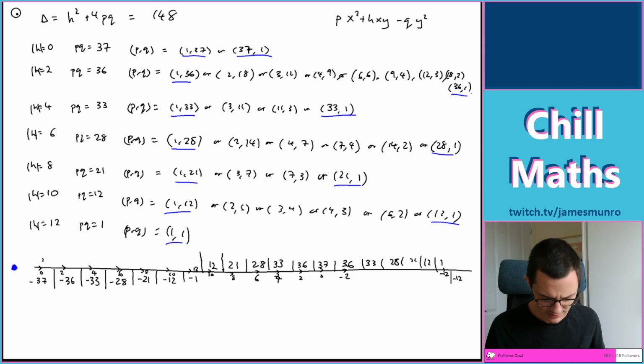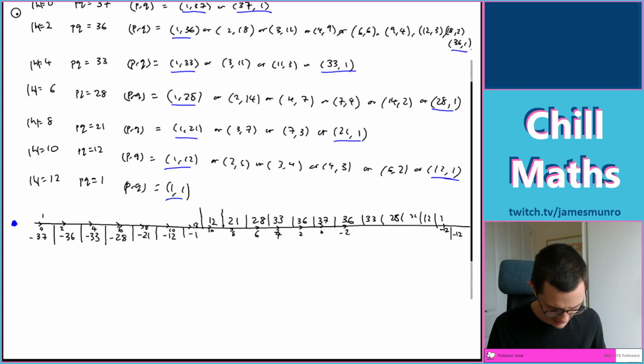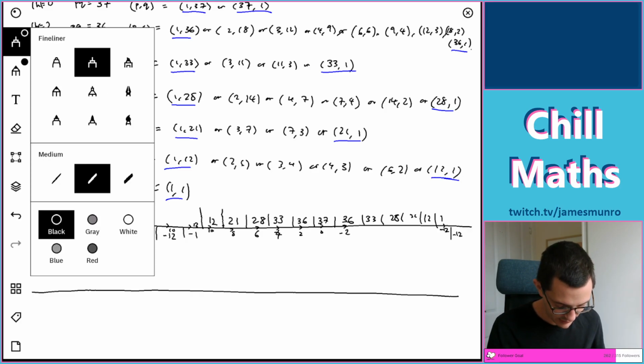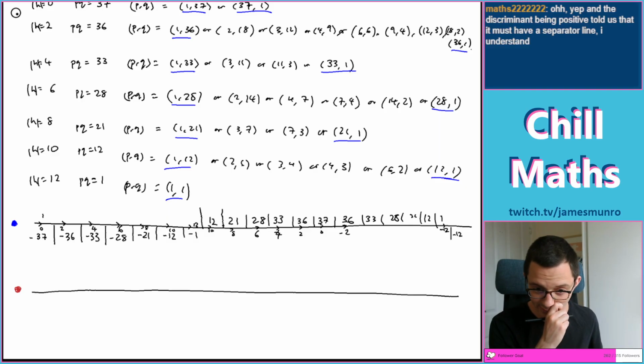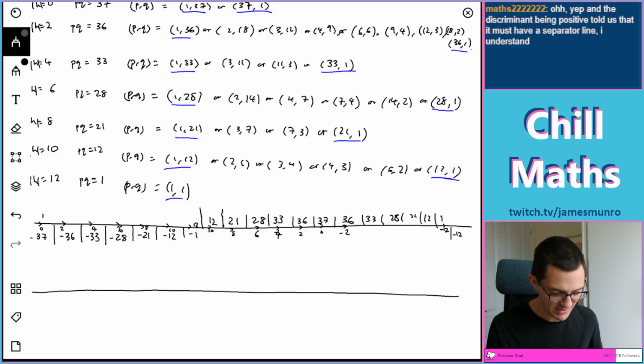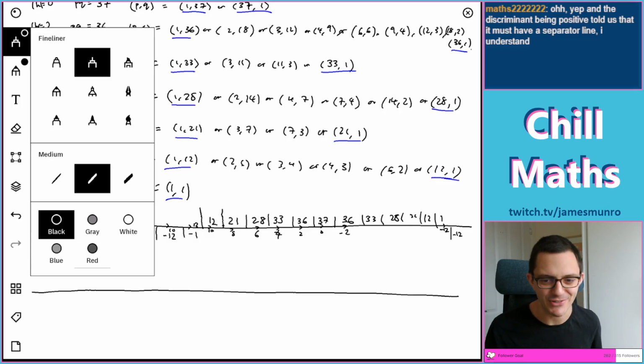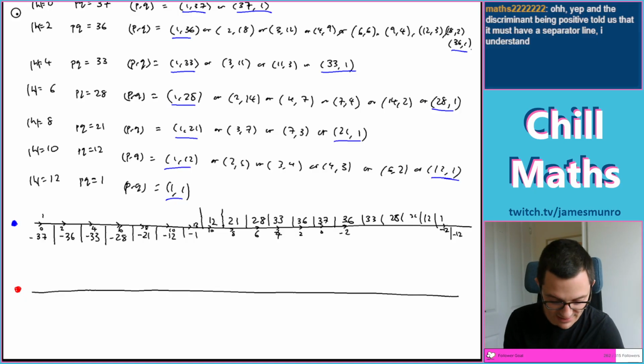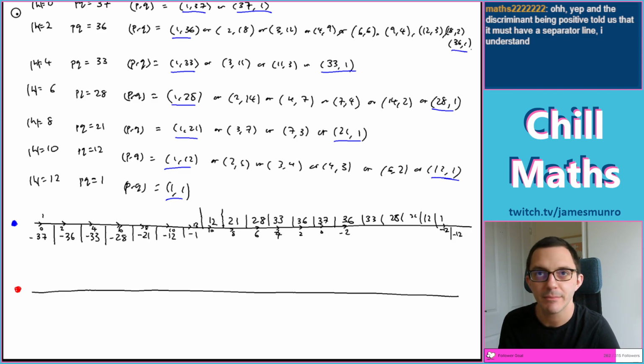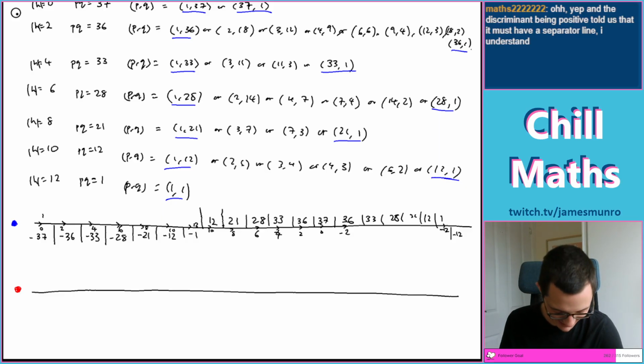Right, so time for the 218 case, which I'm going to colour code red. The red pen's a bit strange, isn't it? The blue pen's a bit strange as well. And the next thing that I can see that's not currently in the case is this 218 thing. Discriminant being positive told us that there is a separator line. Yeah, it's to do with the roots of the quadratic. Okay, it's all connected.